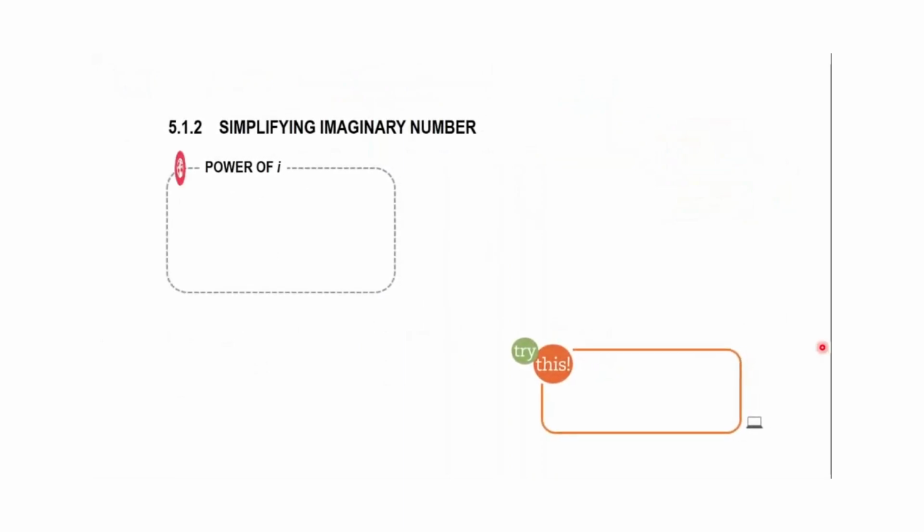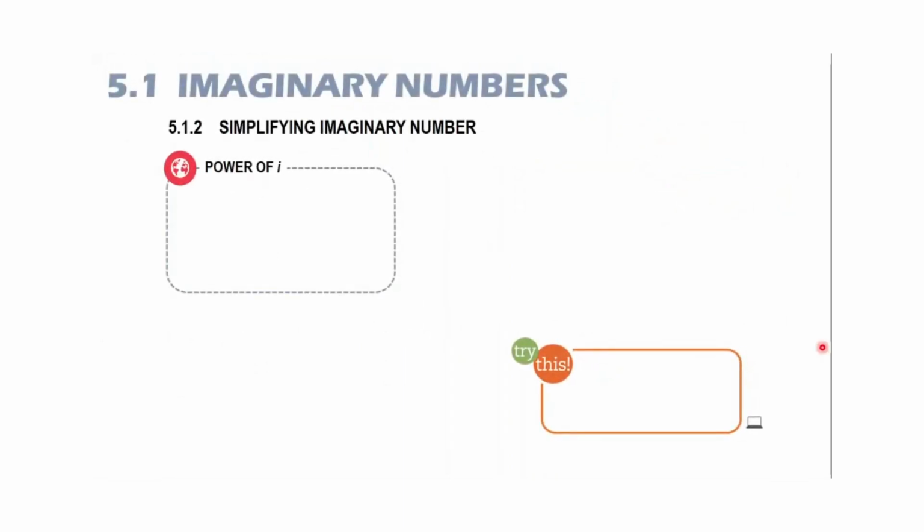Okay, let's look at the next concept. Simplifying imaginary numbers. Okay, we know how to write imaginary numbers, and now we want to simplify imaginary numbers. Power of i. i is equal to square root of negative 1. i squared equal to negative 1. This concept we have learned in the previous slide.